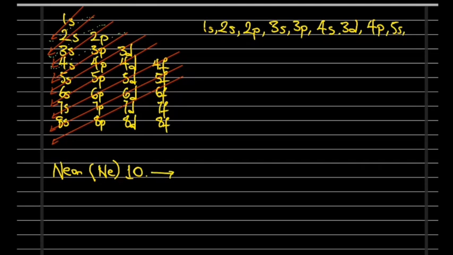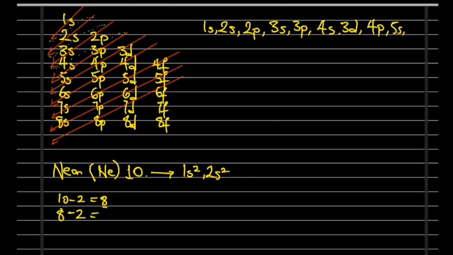Remember, we are going to 10. So we start with the first one, which is 1s. I said s can carry a maximum of 2 electrons. So I have 2 electrons. So 10 minus 2 equals 8. That means we have 8 electrons left. So I move to the next energy level, which is the 2s. Since I have 8 electrons left, I can also take out 2, giving 2 electrons to this particular 2s orbital.